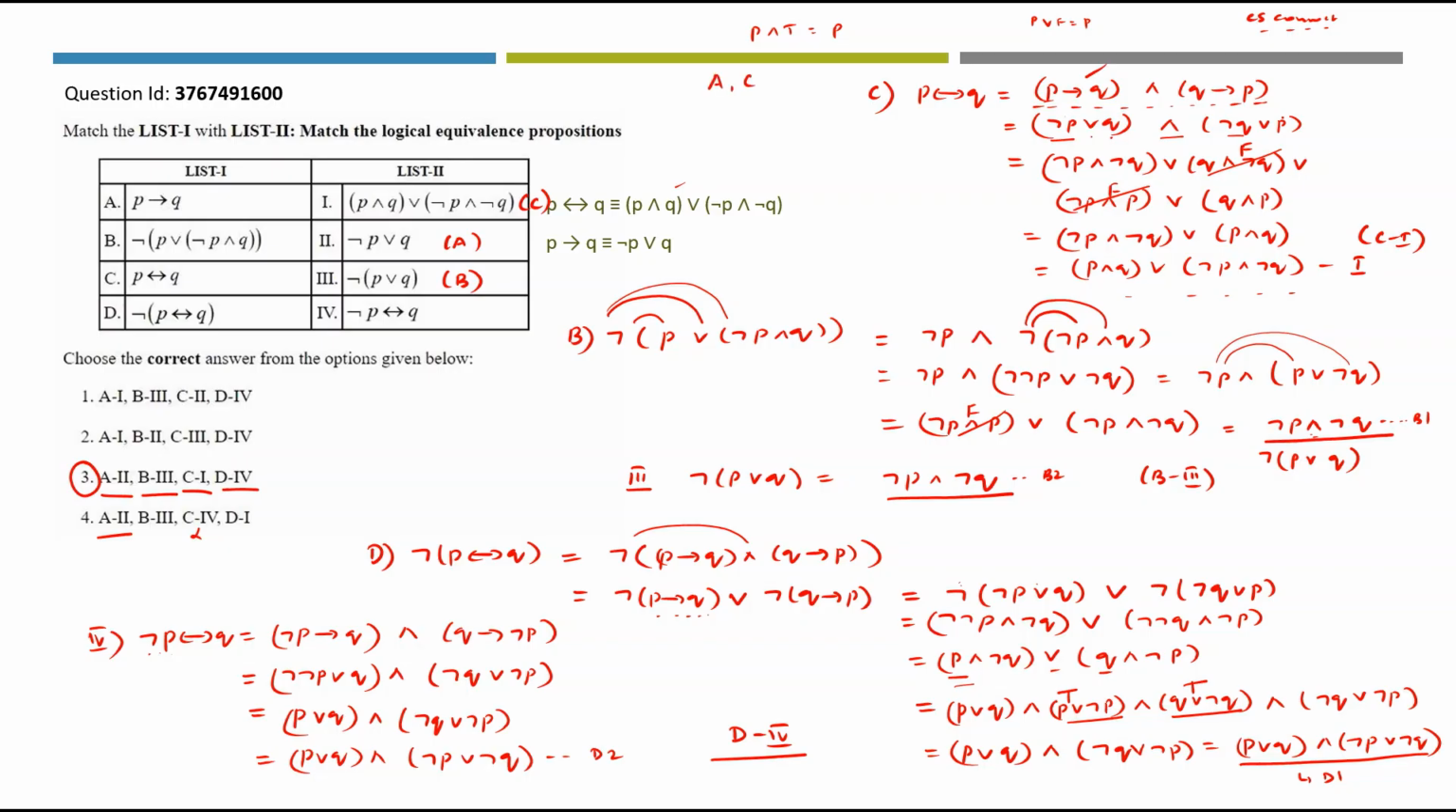Just for examination point of view, work only with A and C to find the answer. To make it very short, just work with C alone. So if you find C is 1, definitely without checking A, B and D, you can conclude the answer. With this we are completing Unit 1 solutions.